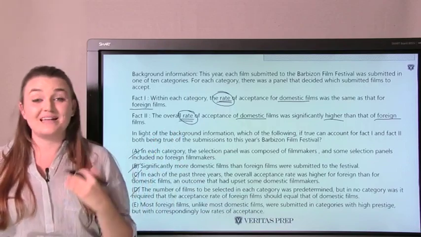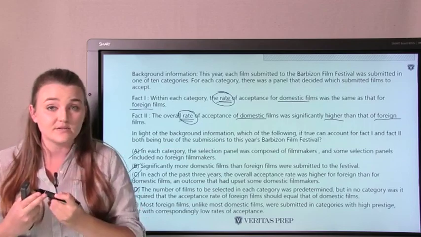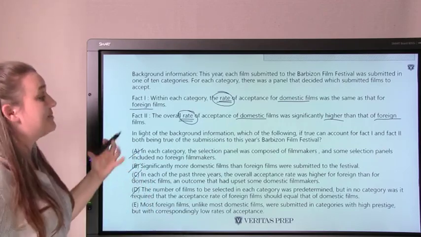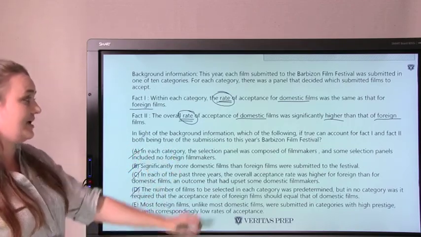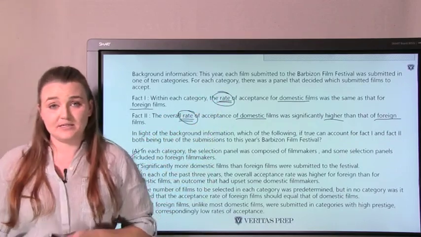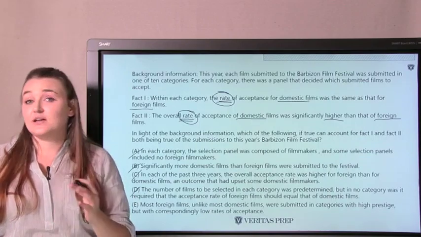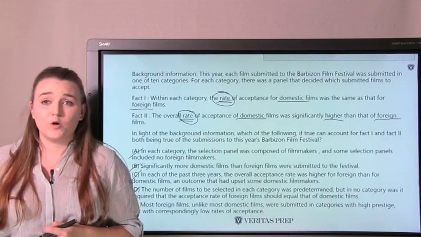We need something that lets us know. We need something about the dispersion of these categories and the rates of these categories that has the potential to create a difference between individual rates of acceptance and overall rate of acceptance, and only answer choice E does so. Does that address your question? If not, feel free to jump back in and we'll chat more about it.